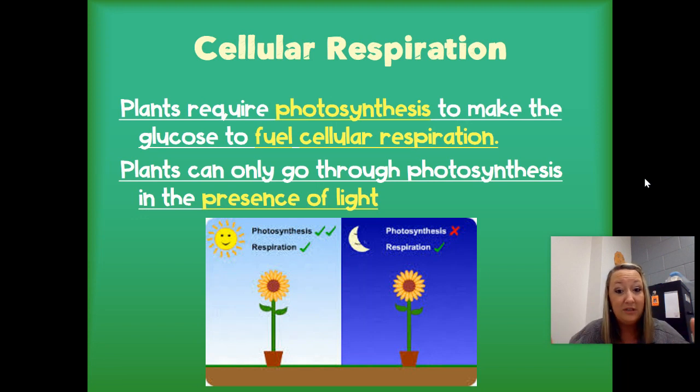Remember, plants can only go through photosynthesis in the presence of light, but they can go through cellular respiration until they run out of glucose, which, remember, they're storing, and oxygen, which they're producing as a byproduct of photosynthesis. So do plants exhale all of the oxygen that's produced? Some of that they're going to use to go through cellular respiration because they need oxygen too, just like we do. Isn't that crazy?